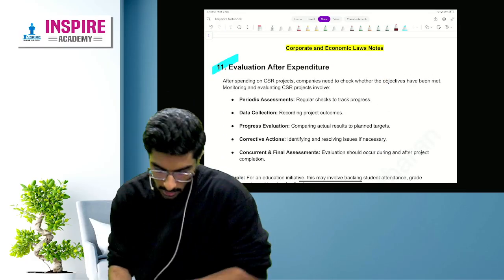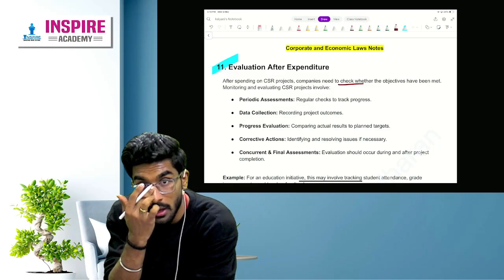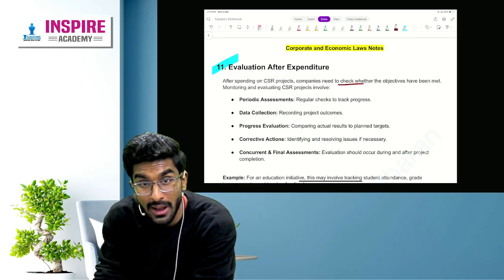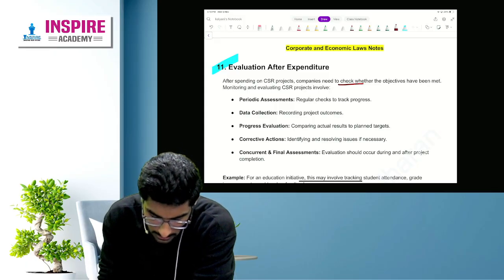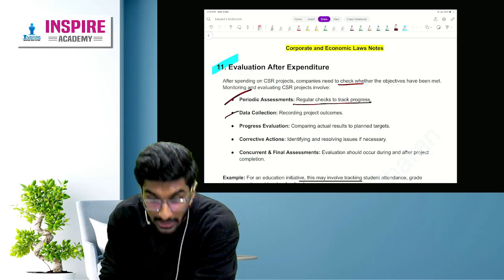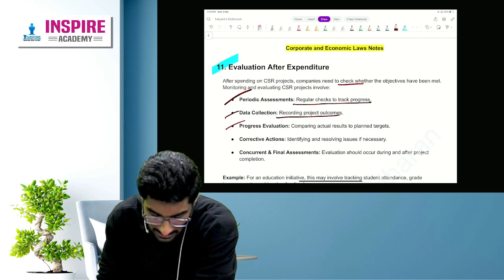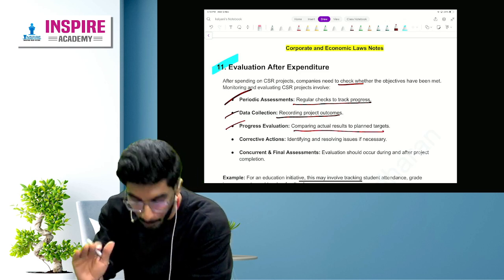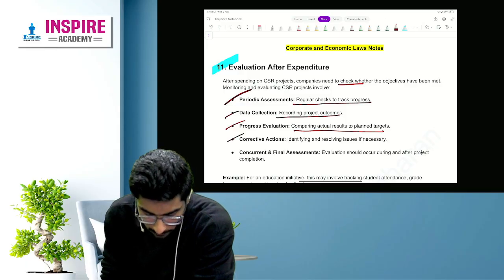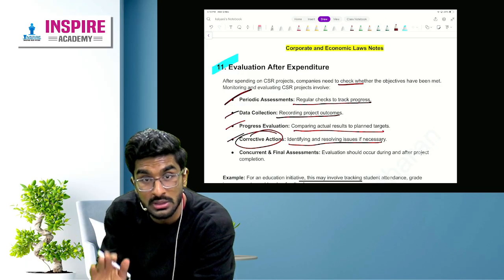After spending on your CSR projects, companies need to check whether the objectives behind why you incurred the CSR amount are achieved or not. You will do periodic assessments, regular checks to track progress. You will collect data to record the outcome of your project. Number 3, you will evaluate the progress comparing actual results to planned targets. Number 4, if you're not satisfied, you will take corrective actions, identifying and resolving issues if required.